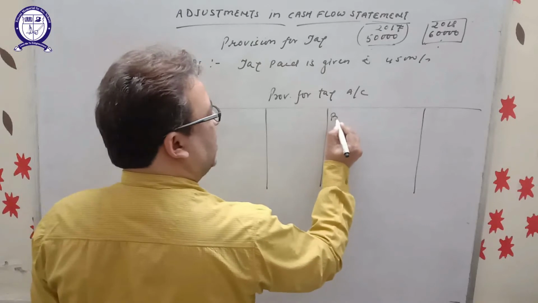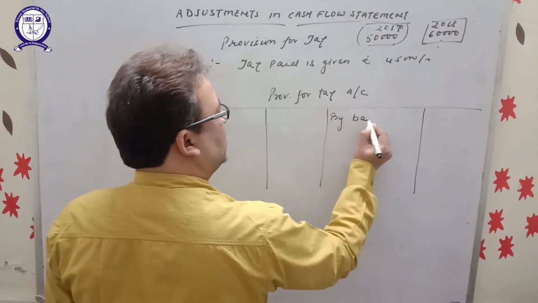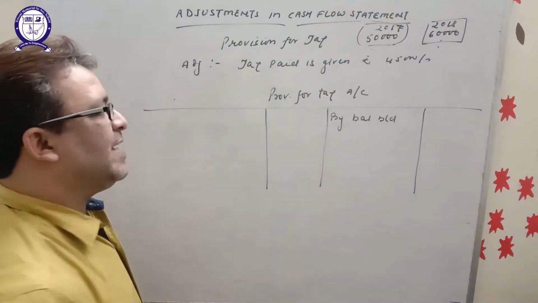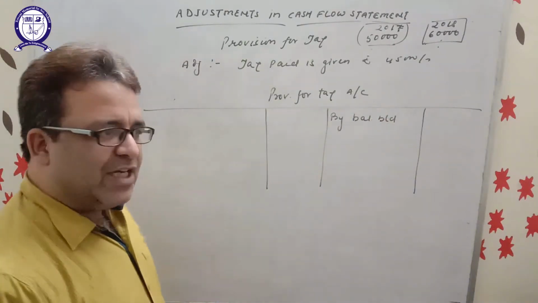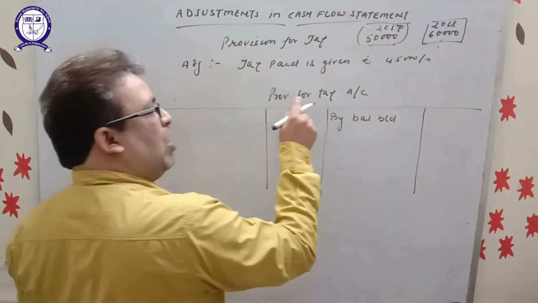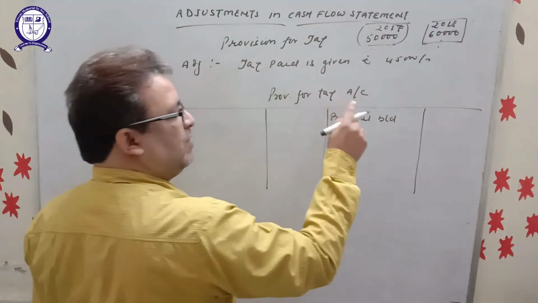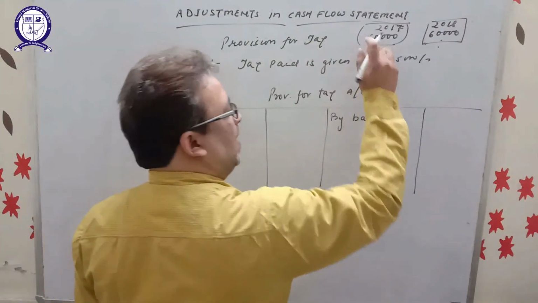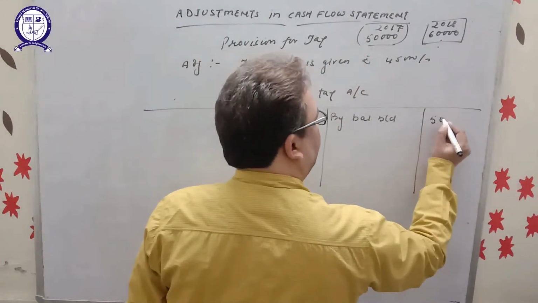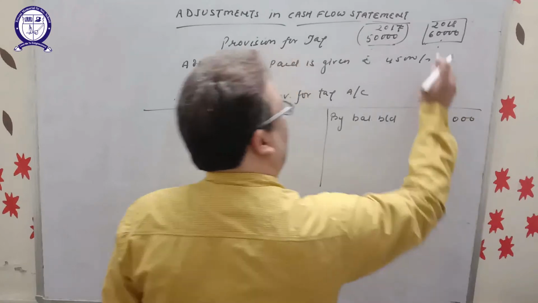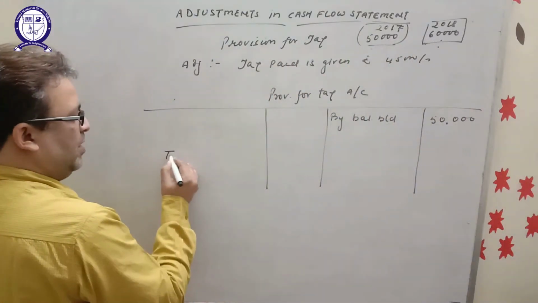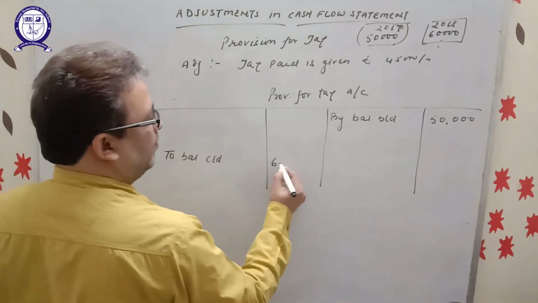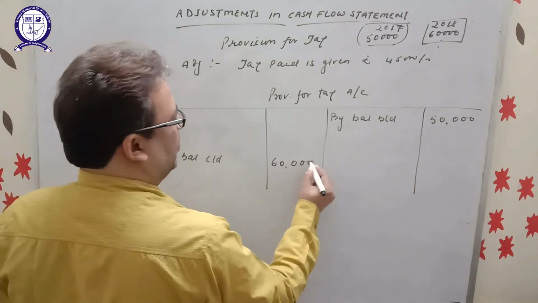Start from the credit side with the balance brought down. Provision for tax is a liability. That's why the account of provision for tax will be started from the credit side. This is the opening balance, so record here 50,000. And this is the closing balance, to balance c/d, 60,000.